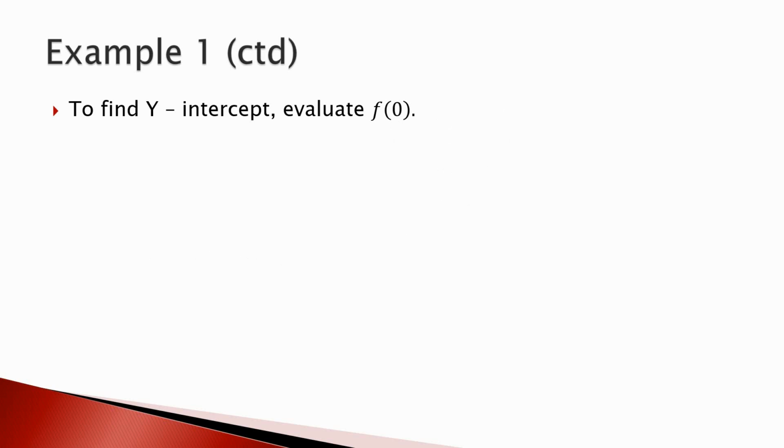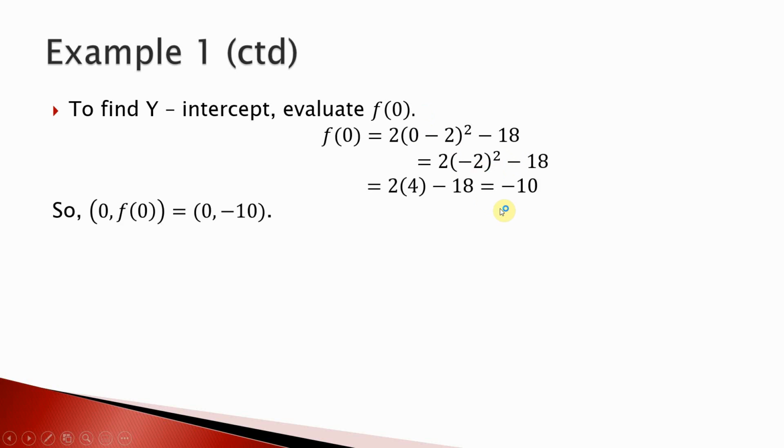To find the y-intercept, you just evaluate f of 0. On the y-axis, x is 0. On the x-axis, y is 0. So you plug in 0 for x, then you simplify. Here 0 minus 2 is negative 2, and negative 2 squared is positive 4, and 2 times 4 is 8, and 8 minus 18 is negative 10. So the y-intercept is (0, negative 10).